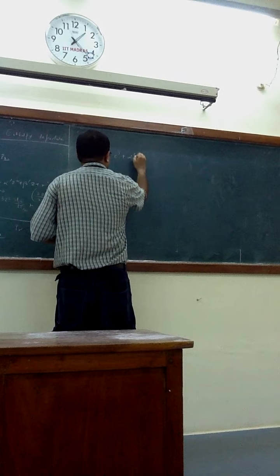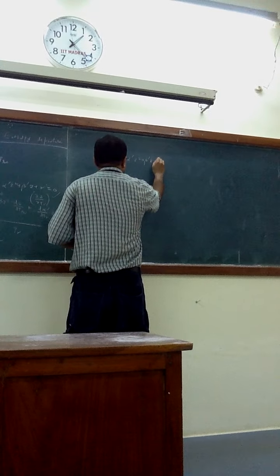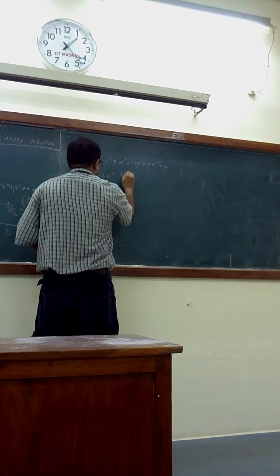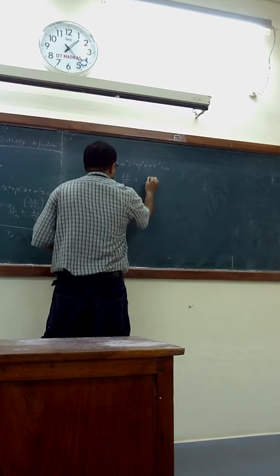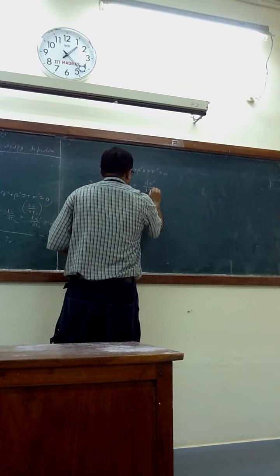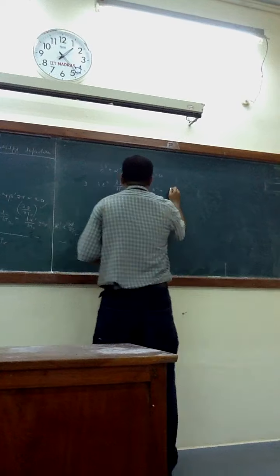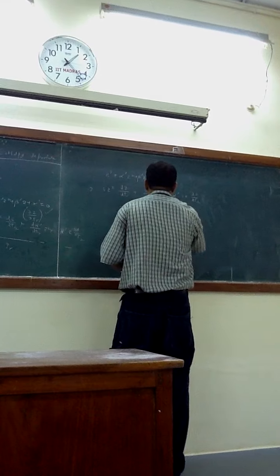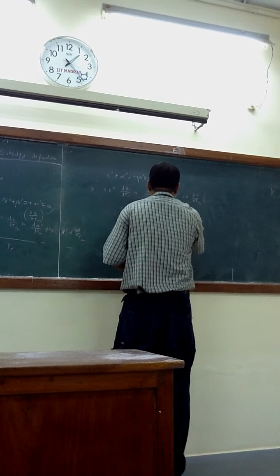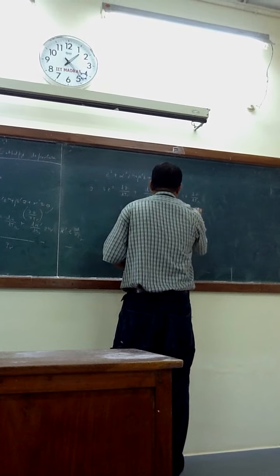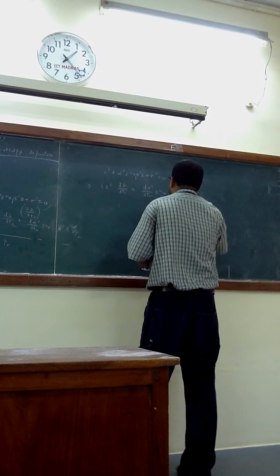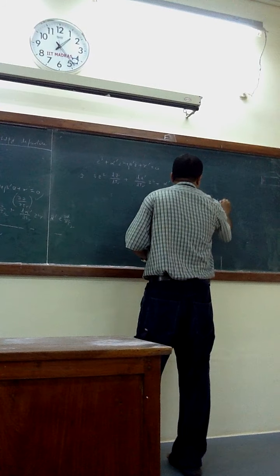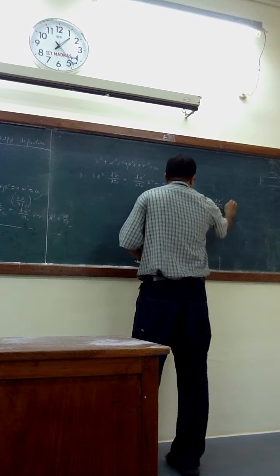z cubed plus alpha prime z squared plus beta prime z plus gamma prime equals 0, which is 3z squared dz/dTr plus d alpha prime/dTr z squared plus alpha prime 2z dz/dTr plus d beta prime/dTr z plus beta prime dz/dTr plus d gamma prime/dTr equals 0. Am I correct?